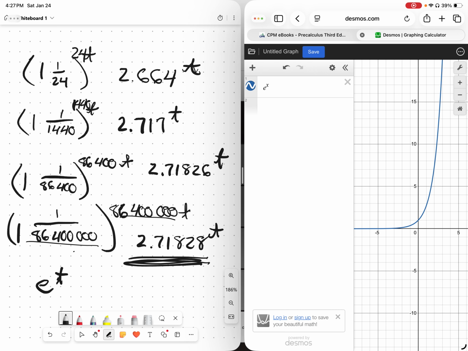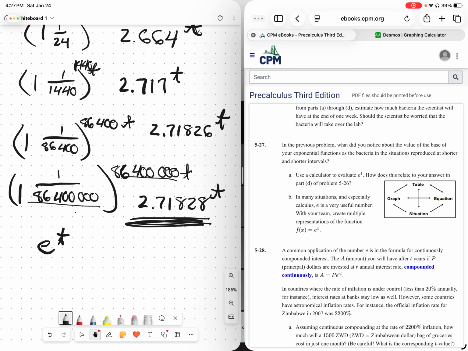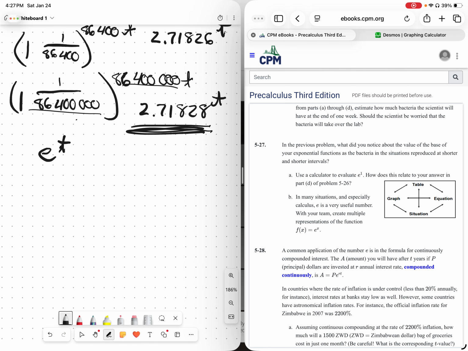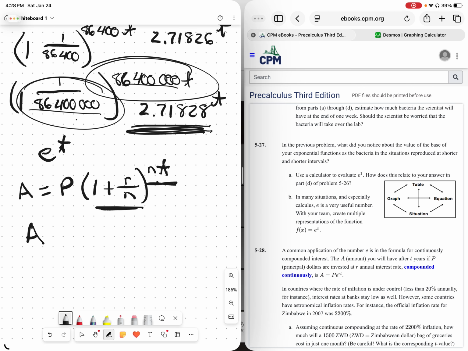So now let's look at 28. A common application of this number is in compounded interest, right? Compounded continuously. So from this old formula we talked about in the first lesson, 1 plus r over n to the nt, as n approaches this infinite number like we just talked about, we get really close to just e. But our rate has to be in there somewhere. So it's e to the rt.